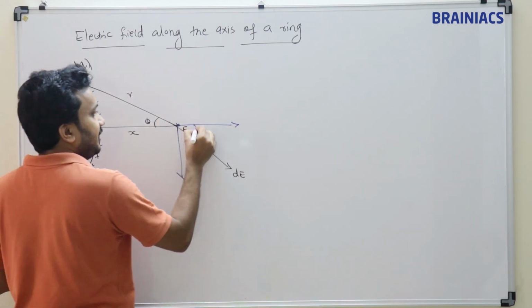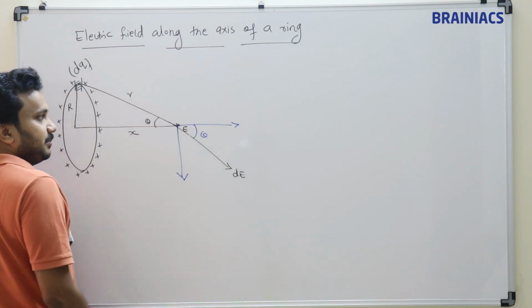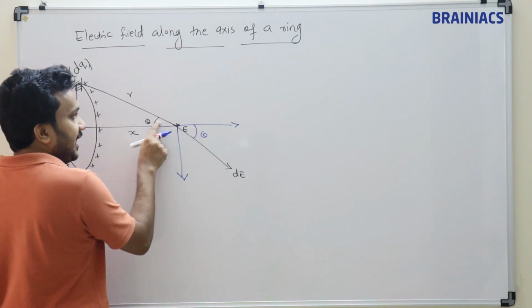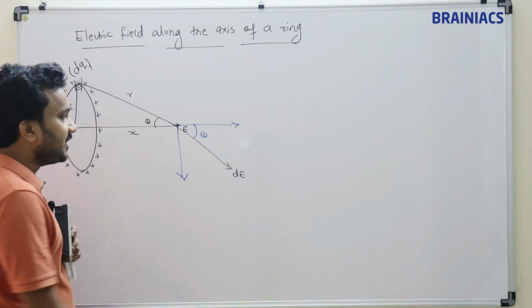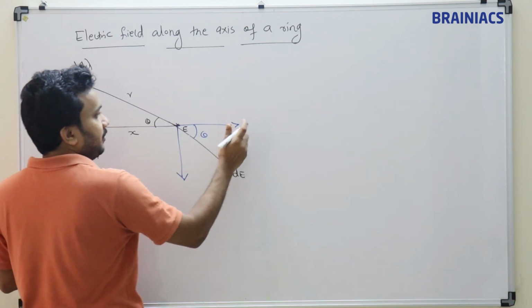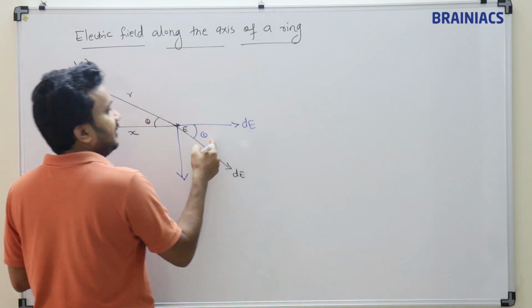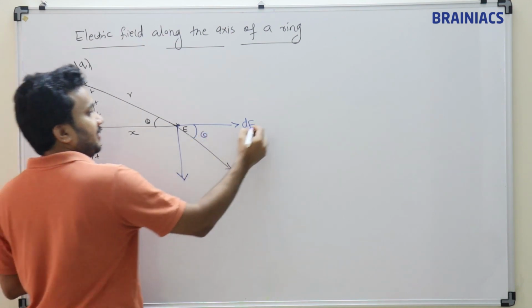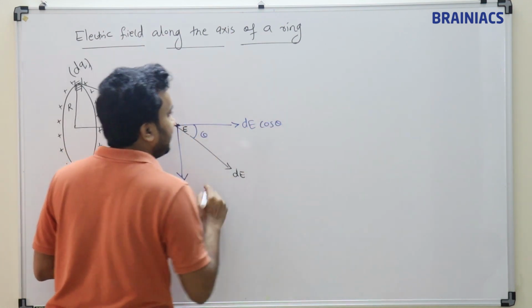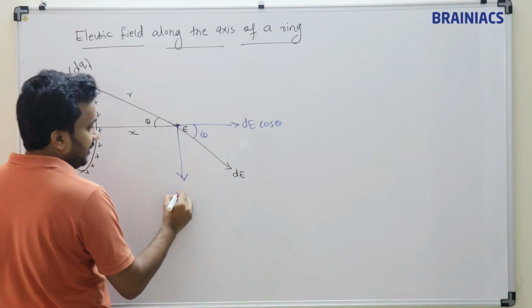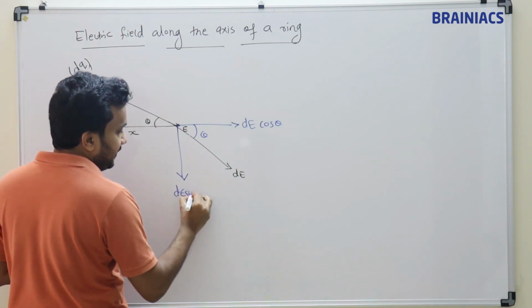If this angle is theta, then this angle is also theta. As per mathematics, opposite angles are equal. So here we get dE. This is the side nearer to theta, so this is dE cos theta. This is the side opposite to theta, so this is dE sin theta.